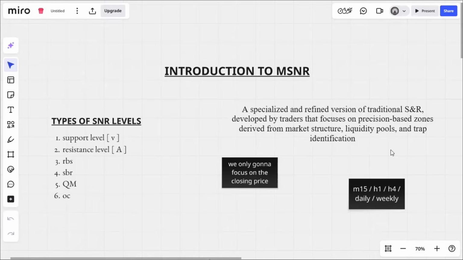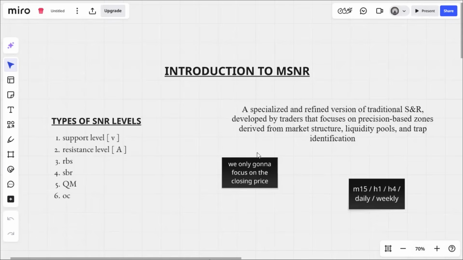That's why I choose MSNR, because in support and resistance we look at some big zones, but in MSNR we only look at some specific levels. When we are trading MSNR, our entries are very precise, very accurate. So that's why I choose MSNR as my trading setup.